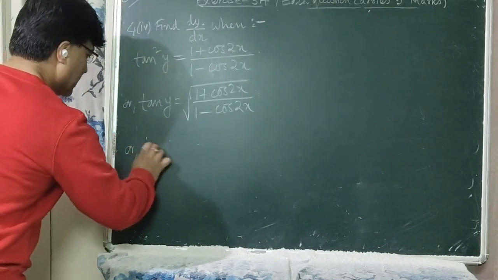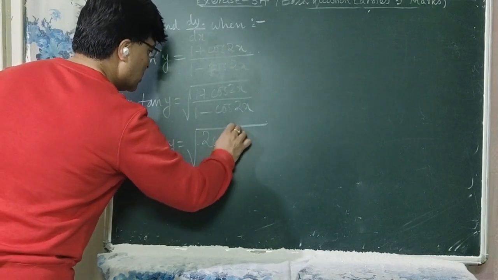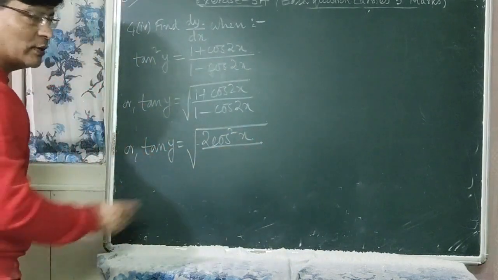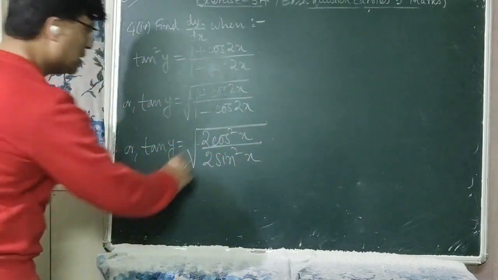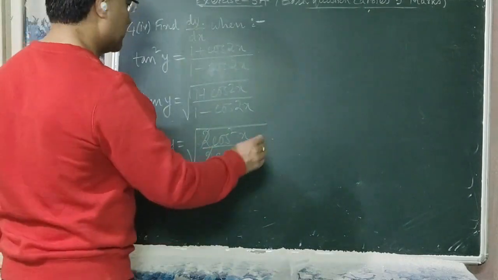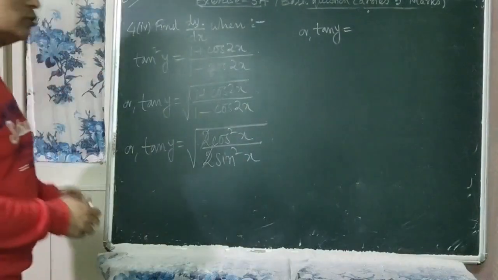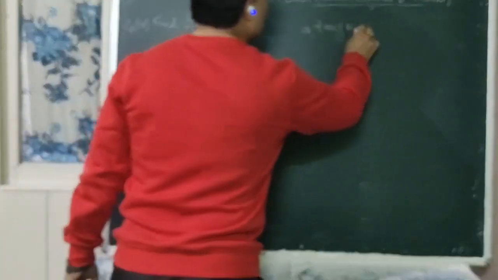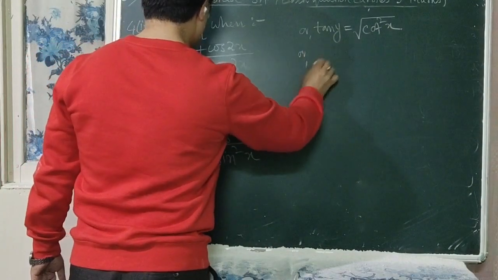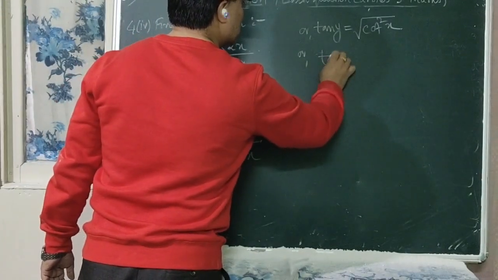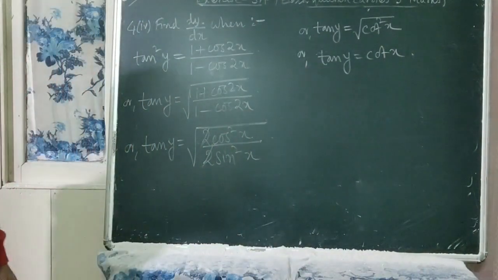Or tan y is equal to, within square root, what is 1 plus cos 2x? It is 2 cos square x divided by, what is 1 minus cos 2x? It is 2 sin square x. So here 2 gets cancelled. So now tan y is equal to, what is root over cos square x by sin square x? It is root over cot square x, which is cot x.